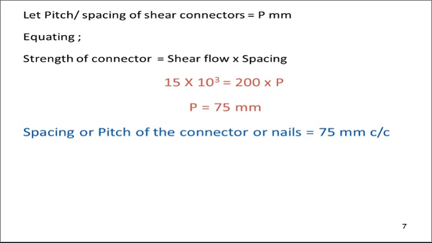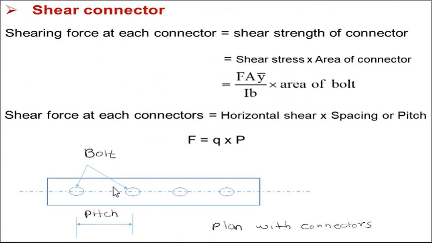I will show you in the figure. In this particular figure you can see two bolts are used. This is the longitudinal plan of this beam, and there are bolts at different intervals, and you need to determine the center to center distance, that is the pitch. Here you can see the pitch is the center to center distance, and from the problem our pitch value is 75, which means the center to center distance between every bolt or every nail is the same. So our pitch or spacing is 75 mm between the two bolts or two nails, also called connectors.